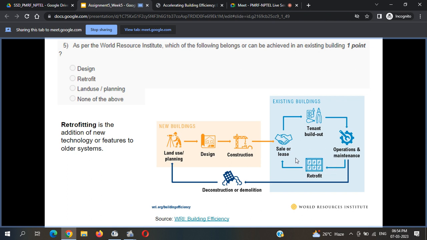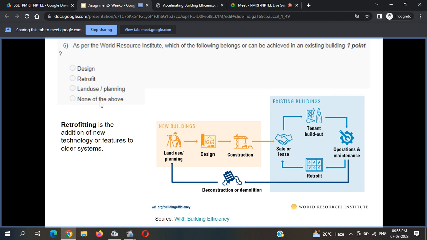some retrofitting can be done, or it can be done by the same user as well. Again, it will go through the process of operation, maintenance and use, and at the end of that use, when the building is not usable anymore, it will be demolished or deconstructed, and then a new land use planning for that land parcel can occur. So this is the whole life cycle process of a building.